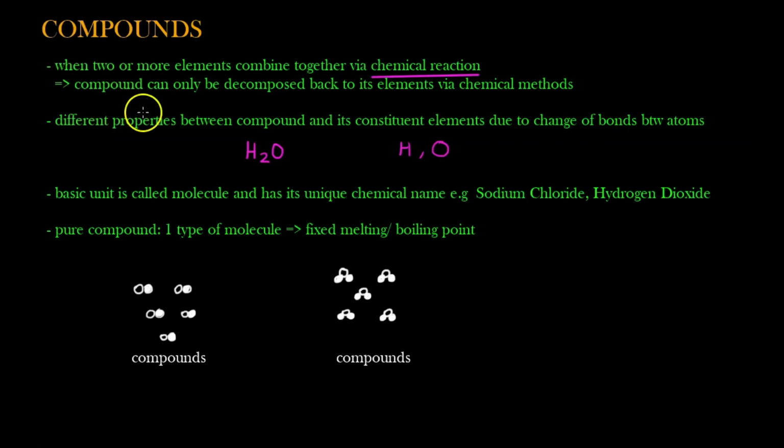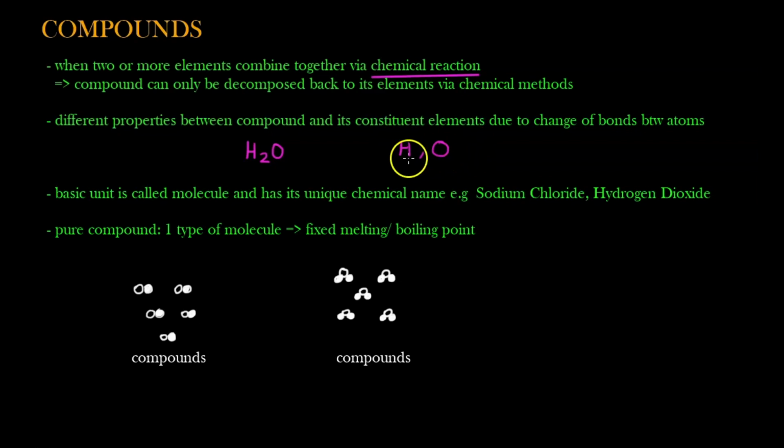Because they form new bonds in a chemical reaction, the compound now has different properties from its constituent elements, due to the change of bonds between atoms. What do I mean? For example, we have the water molecule, H2O, which is made up of two atoms of H and one atom of O.